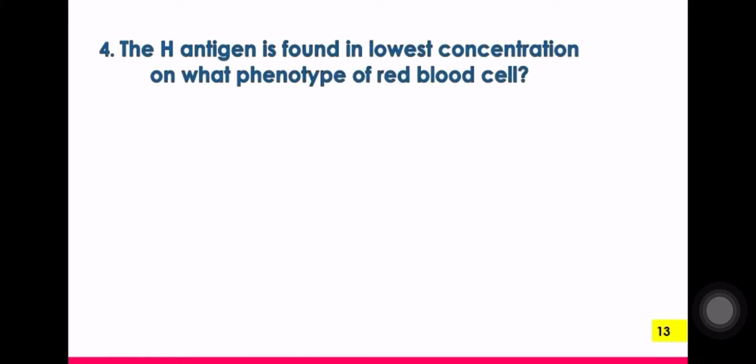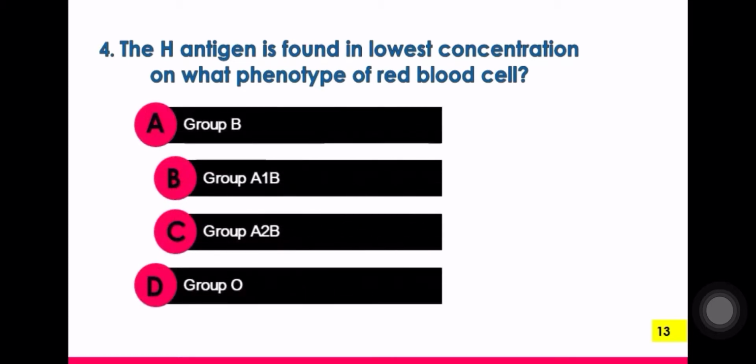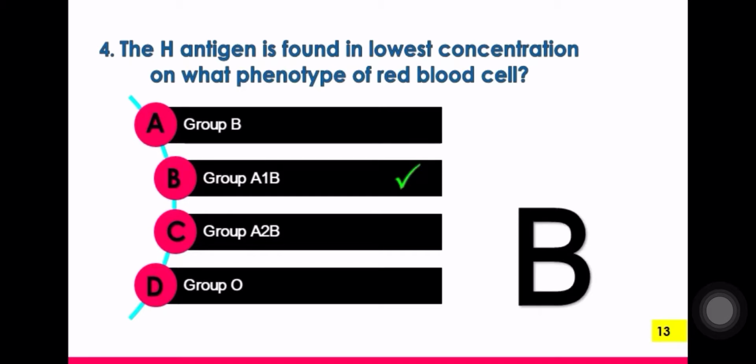Number 4, the H antigen is found in lowest concentration on what phenotype of red blood cell? Again, the H antigen is found in lowest concentration on what phenotype of red blood cell? Pa-highlight naman po ng H antigen and the lowest concentration. Choices. Okay, letter A, group B, letter B, group A1B, letter C, group A2B, or D, group O. Okay, correct answer is letter B, group A1B.